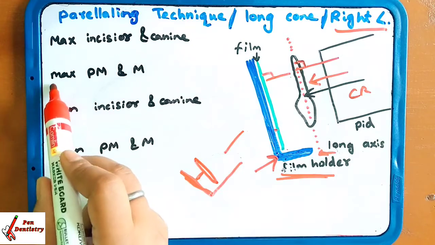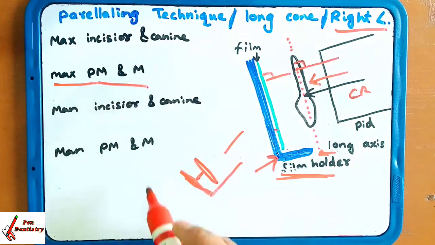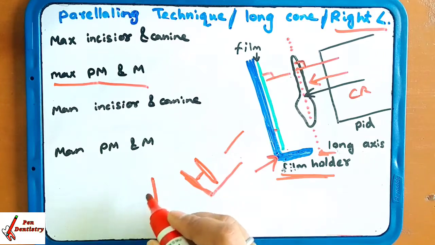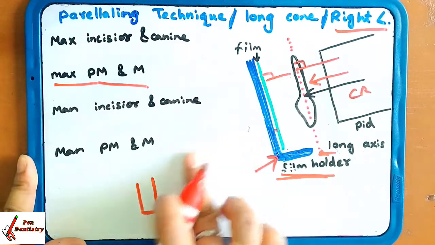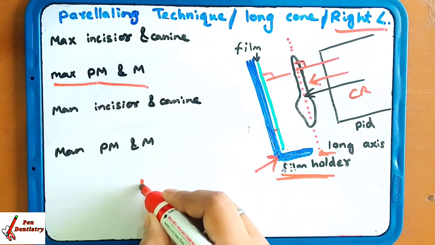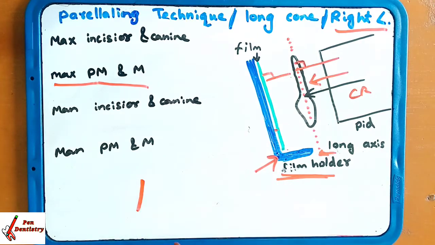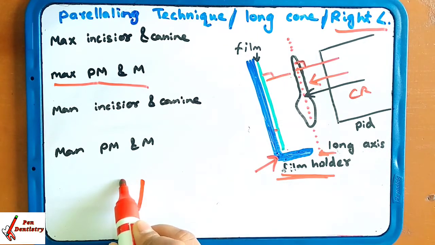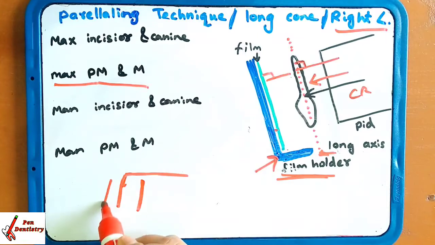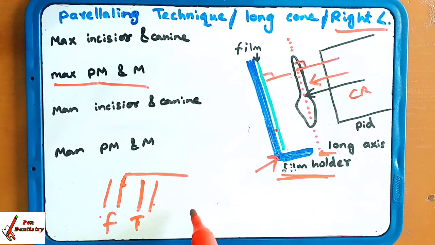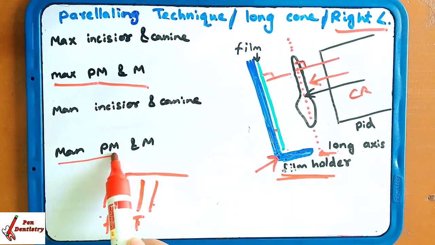For the maxillary premolar, you are going to place the film like this. In the mandible, the teeth are slightly inclined like this, so you are going to place your film holder like this to take the radiograph, so that the film and the tooth are parallel to each other. The same way for mandibular premolar and molar.